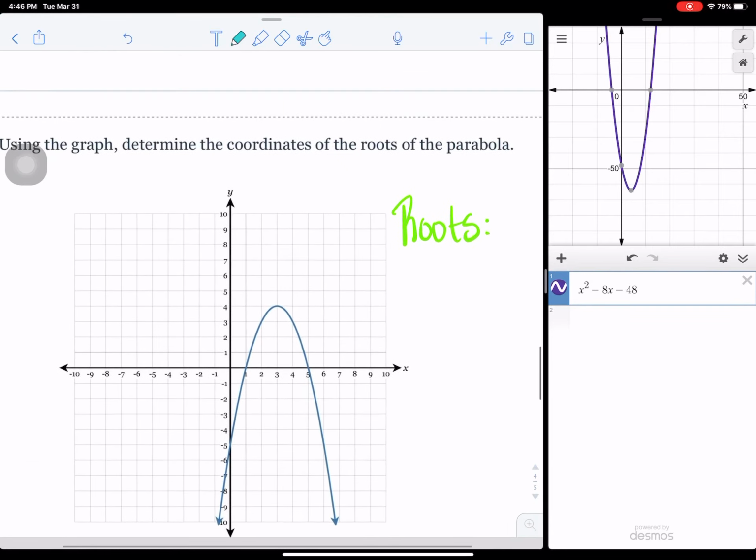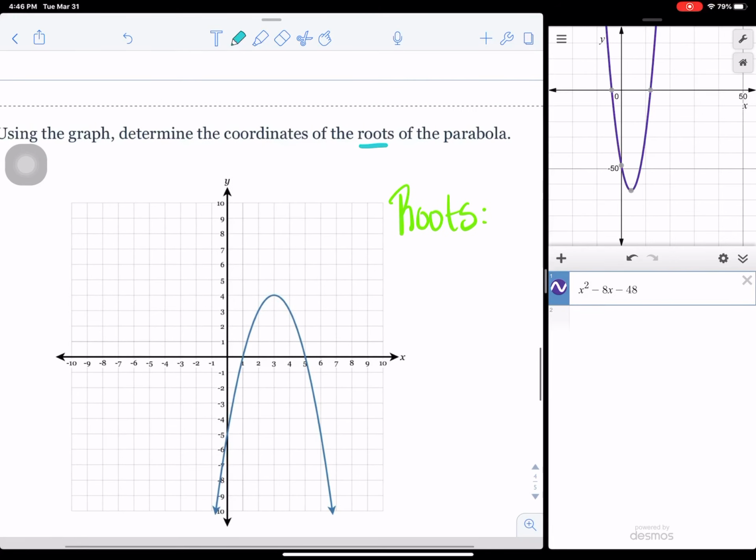Here's another example. We're going to use this graph to find roots. Again, this is where the graph crosses the x-axis. On the x-axis, I notice that it crosses at 1, and I notice it crosses at 5. So my roots are 1 and 5.